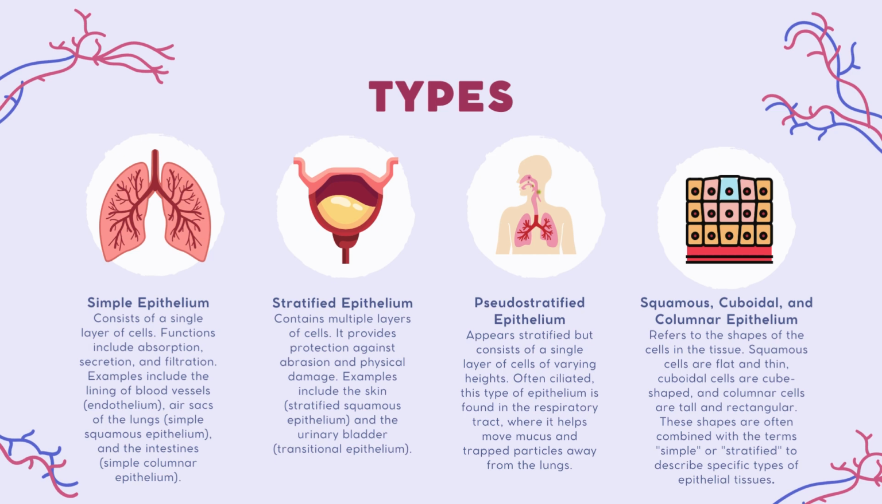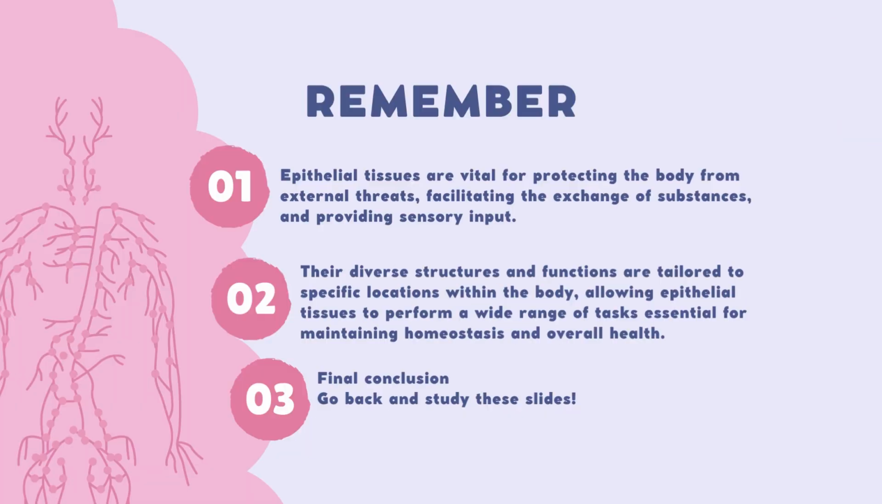The other type of epithelial tissue is the squamous, cuboidal, and columnar epithelium. This refers to the shapes of the cells in the tissue. There are different types of shapes. The squamous cells are flat and thin. Cuboidal is just what it sounds like, it's a cube. Columnar is cells that are taller and more rectangular. These shapes are often combined with the term simple or stratified to describe specific types of epithelial tissues. And again, you all will see more examples of that.